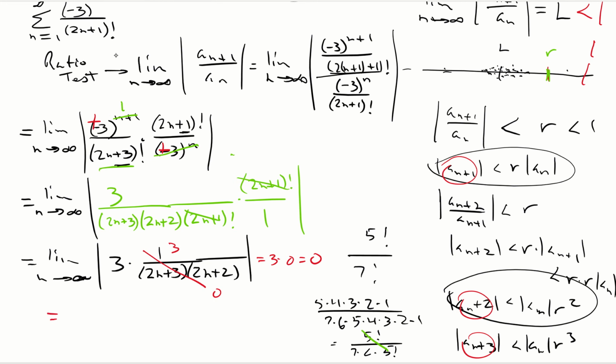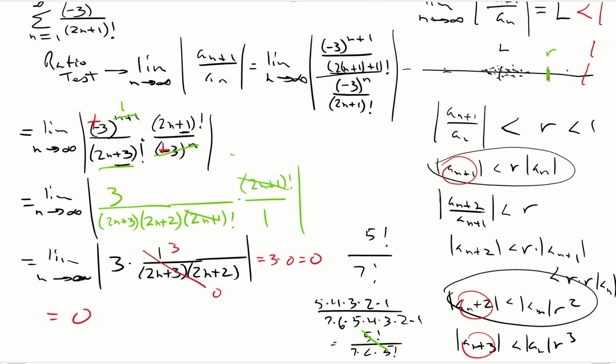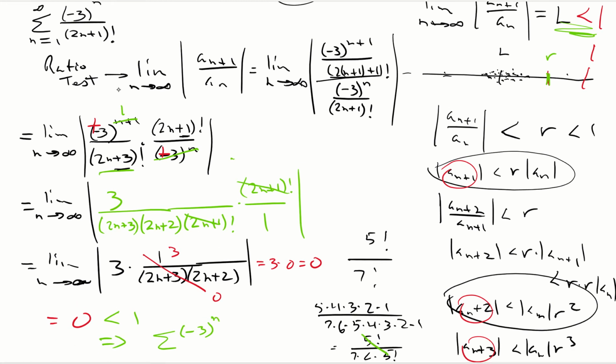So what's the big deal? The limit is 0. What kind of conclusion do we draw here? Well, back up here, remember, if the limit is less than 1, which it is, this means that the series converges. So we'll tell the world minus 3 to the n over (2n plus 1) factorial converges.